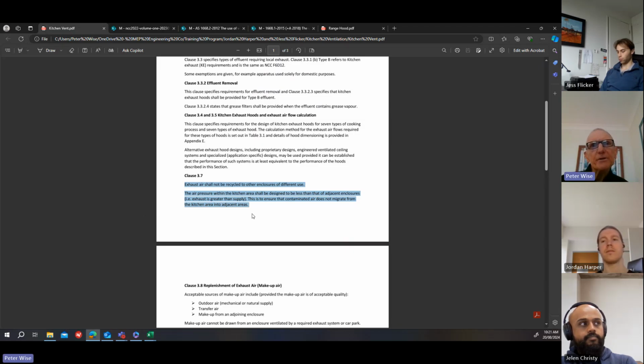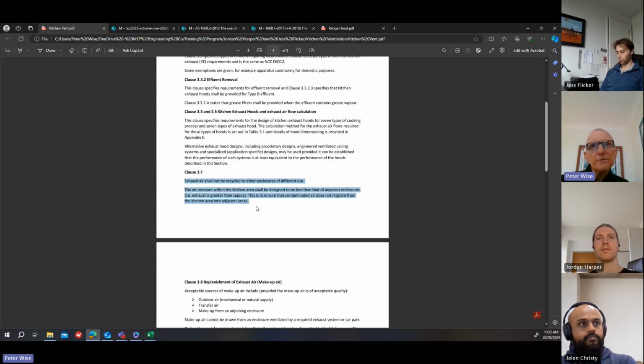Now, the air pressure within the kitchen area has to be designed to be a negative pressure, so less than that of adjacent enclosures. And you're familiar with this sort of concept now, that exhaust needs to be greater than the supply, because you don't want to pressurize the kitchen area and have a positive pressure to surrounding areas, because then you can have leakage from the kitchen into those areas, and the smells will go out with it. So this is to ensure that contaminated air doesn't migrate from the kitchen area into adjacent areas.